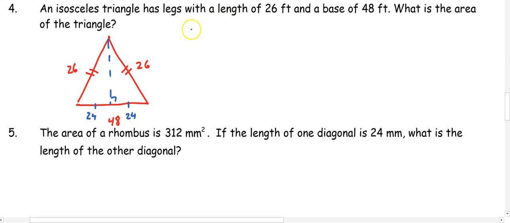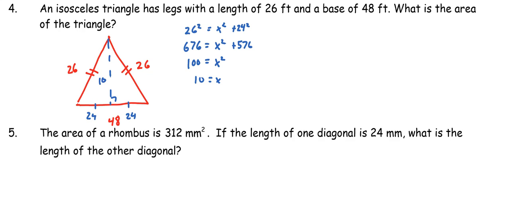So we can use the Pythagorean theorem to find the height. We have 26 squared equals x squared plus 24 squared. 26 squared is 676 equals x squared plus 576. We can subtract that from both sides. So 100 equals x squared. x is 10. So we now know that the height is 10.